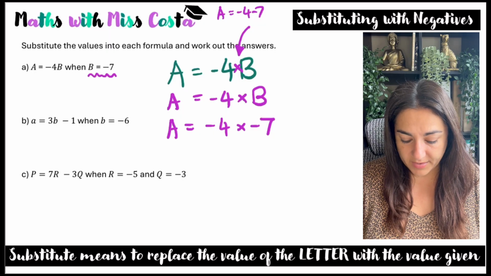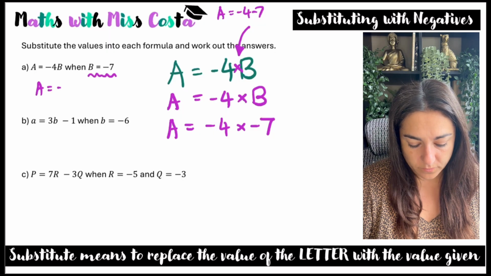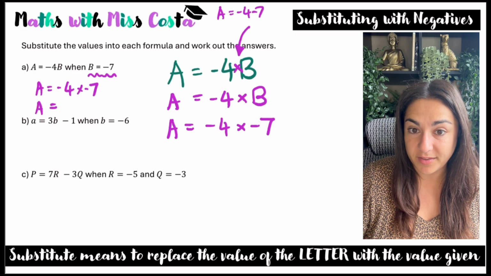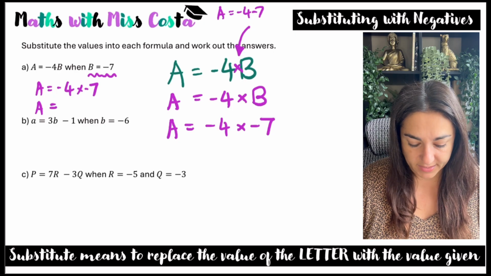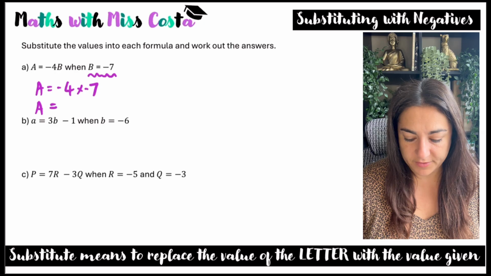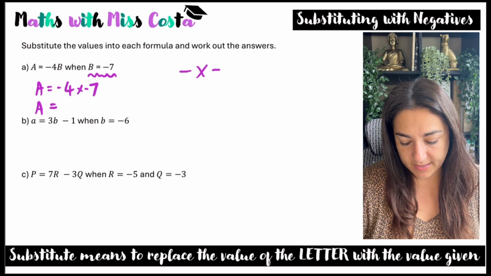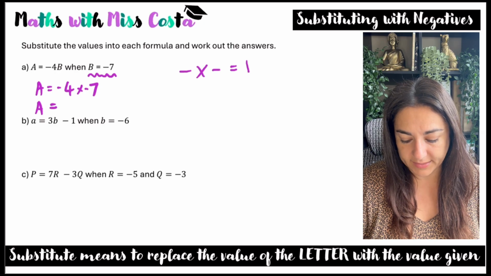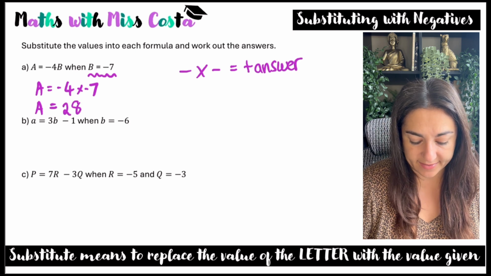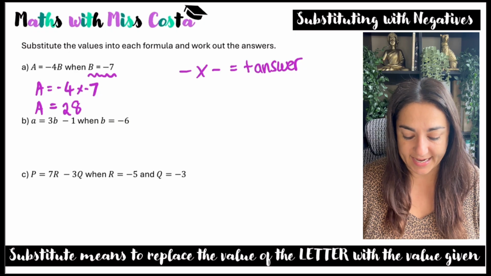So we've got A is minus 4 times by minus 7. And what happens when I multiply two negative numbers by each other? They become a positive. So remember that key rule. A negative times by a negative is going to give you a positive answer. So then I've got 4 times 7 is 28. So the value of A is 28.